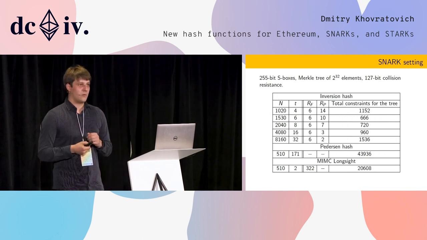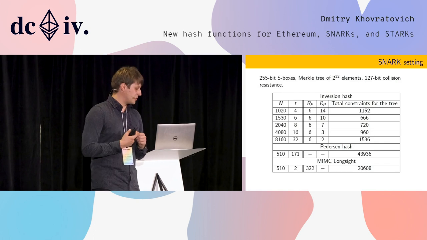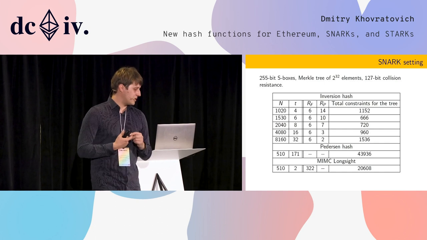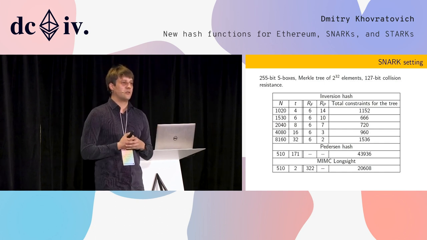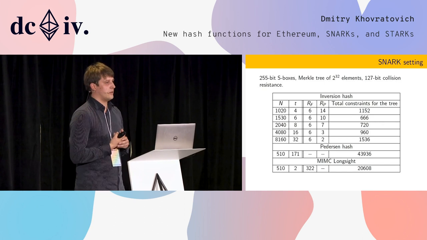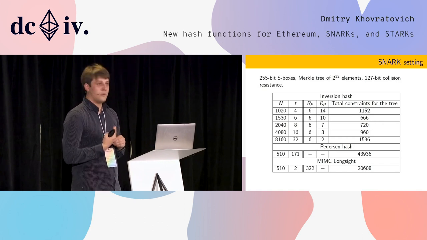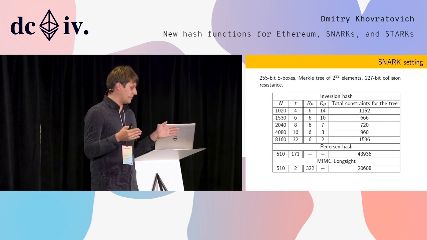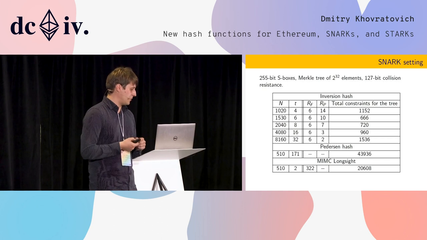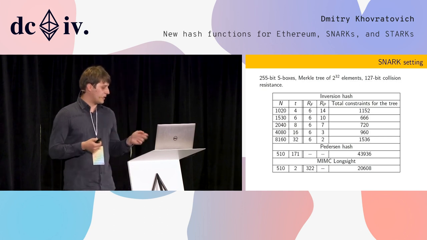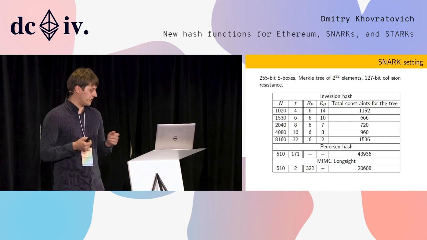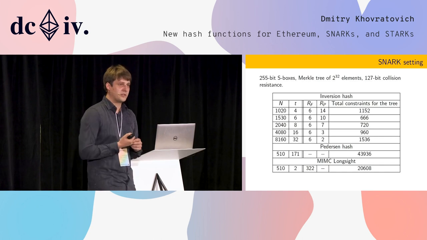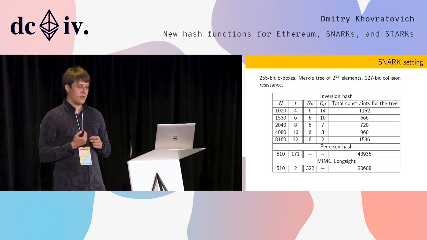For SNARKs, we can estimate the number of constraints, which is also interesting. So suppose that we use 255-bit S-boxes. If you want to use SNARKs on elliptic curves with 255-bit primes, fine; if you want 384-bit primes, then you should substitute them, and it will be somewhat similar. And we can calculate the number of constraints, and we can compare with Pedersen hash, which is like 40,000 constraints for the entire tree, if I counted correctly.